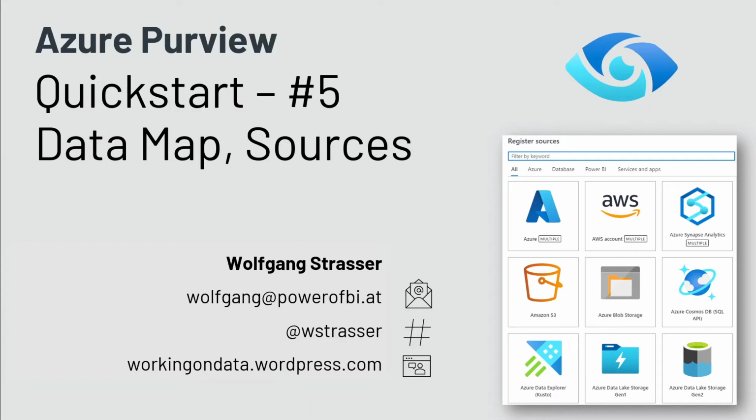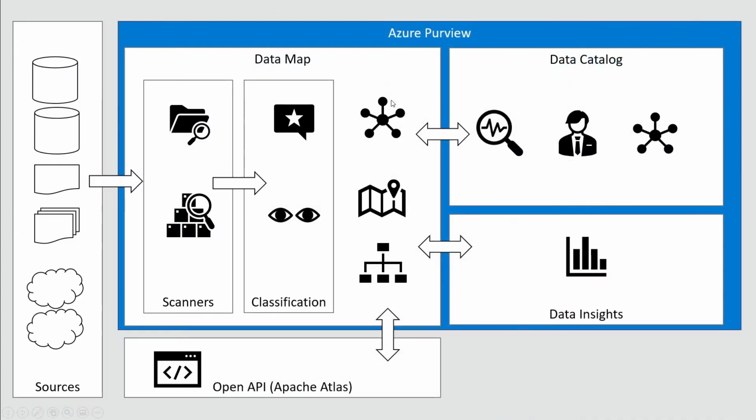Today, I would like to show you what the data map looks like, and how the registration of sources to scan your metadata and put it into the data catalog works. Where is the data map and everything related? Just to recap, that's the overall architecture of Azure Purview: data sources, scanners, classifications, data catalog, and so on.